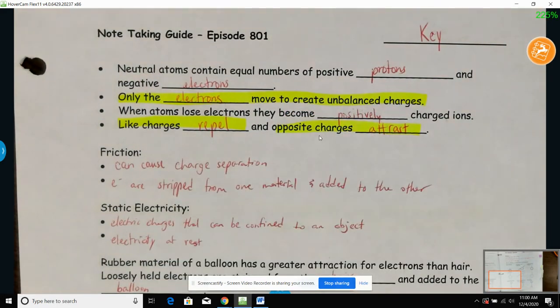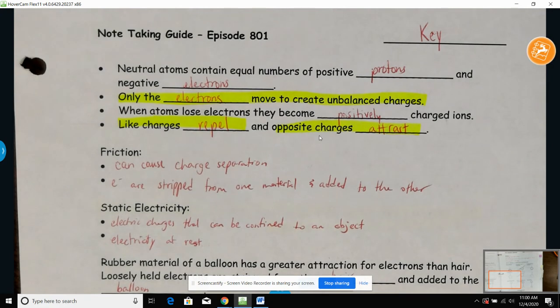All right, neutral atoms have the same number of protons and electrons. Protons positive, electrons negative. Only electrons move. Get that through your head, okay? Only electrons move to create any kind of imbalance in charges. When atoms lose electrons, they become positively charged. If they gain them, they become negatively charged. Like charges repel, opposites attract. Also, a positive and a negative can both attract a neutral object.